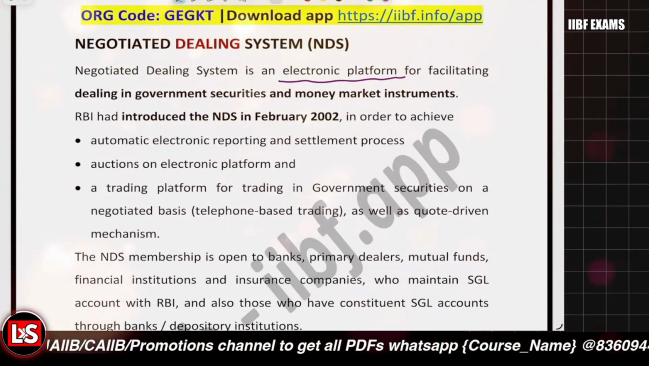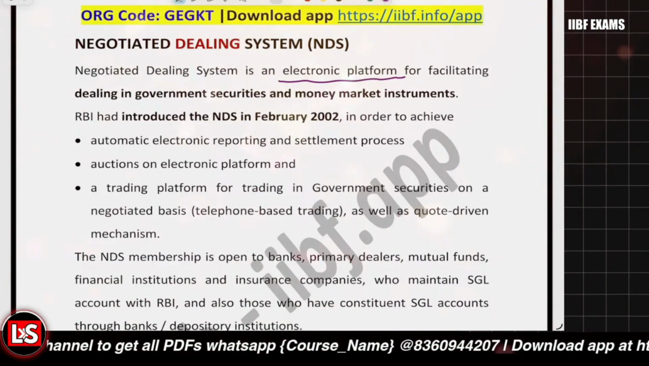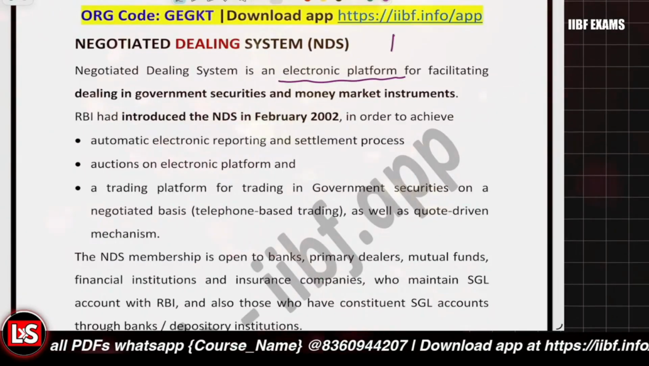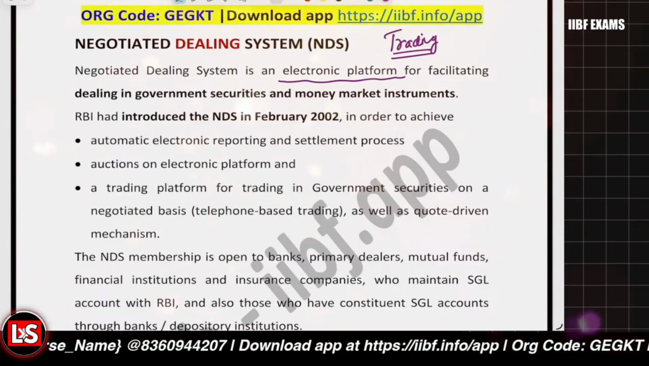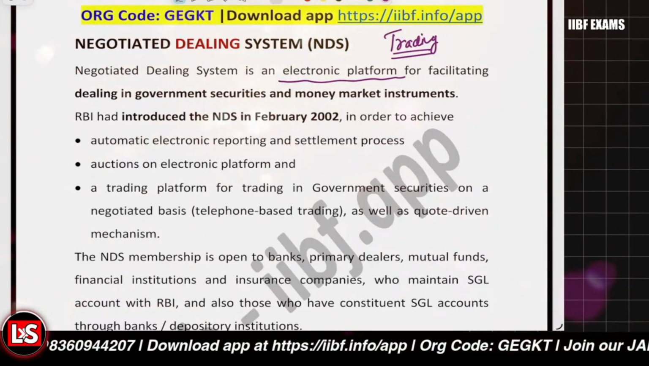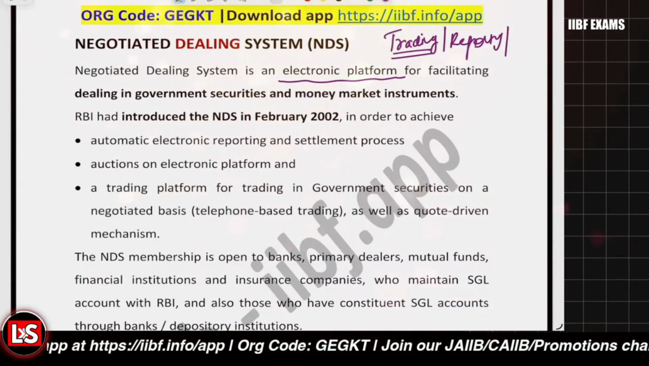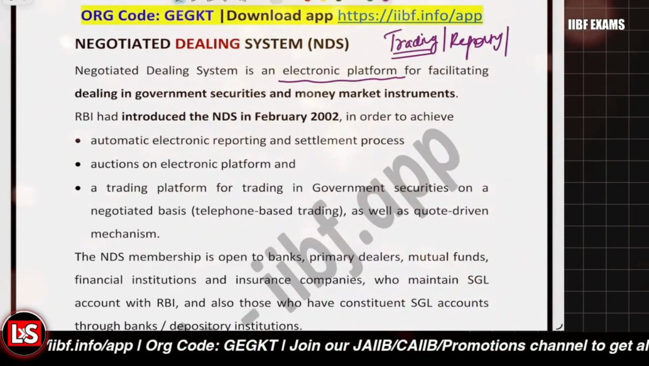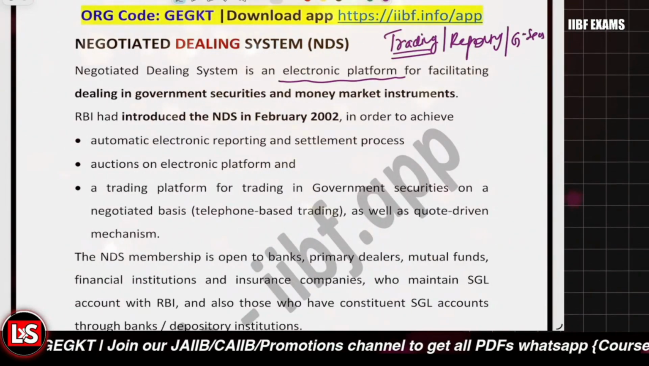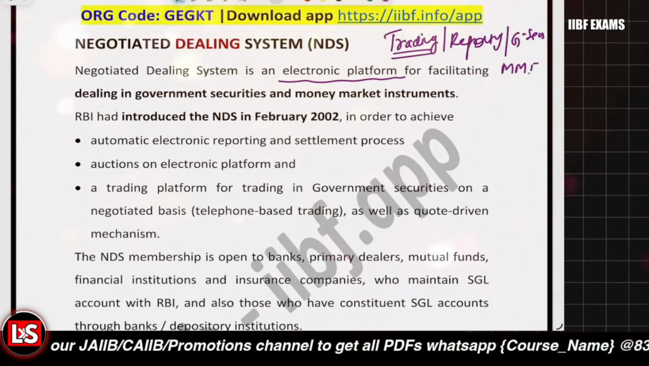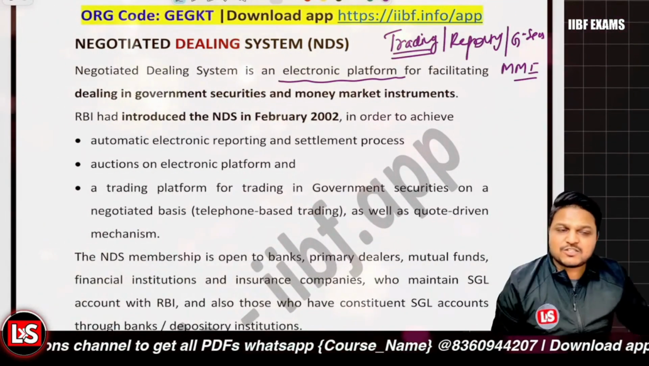And this platform is actually in India, it's basically used for what? It's used for the trading purposes. It's used for the reporting purposes, and it is used for the settlement of the government securities and the money market instruments. So NDS is used for multiple purposes as such.